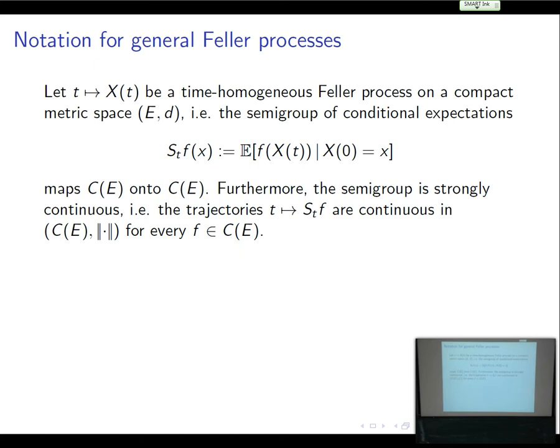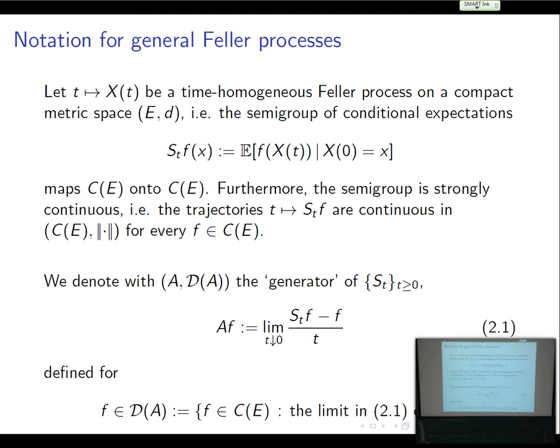So this brings us into the domain of semigroup theory, and there are many results known. For example, we know that there exists a generator. This is a well-known object, simply defined by the time derivative at 0 of (S_t f minus f) divided by t. And of course this limit only exists in its domain.